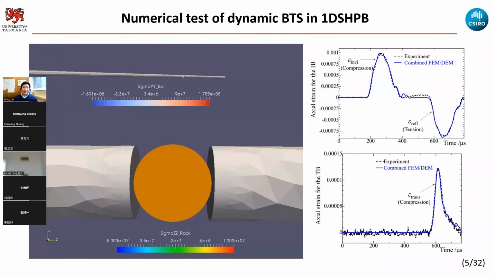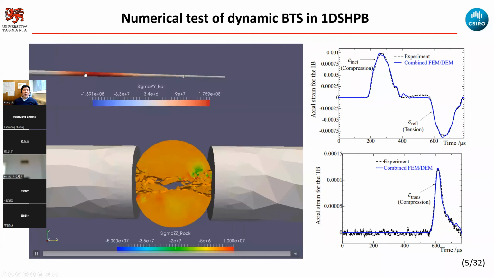Okay, you will see that's the impact on this side. Then you will see the stress wave, which propagates and then reflects back. So then you have that in the rock sample. So that's the field. Okay, as I said, we will install the strain gauge in the incident bar and the strain gauge in the transmission bar.